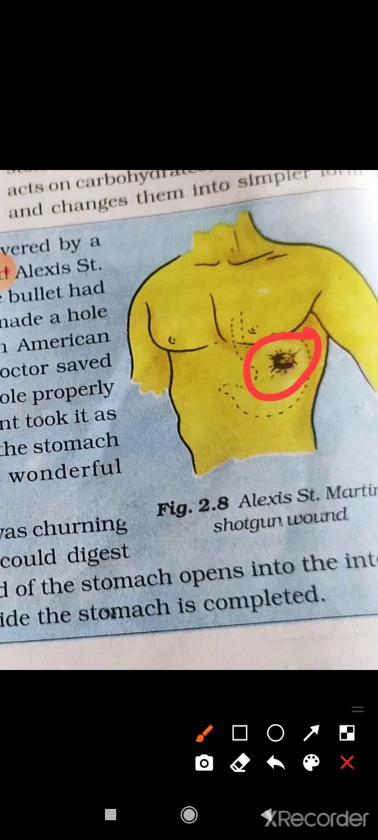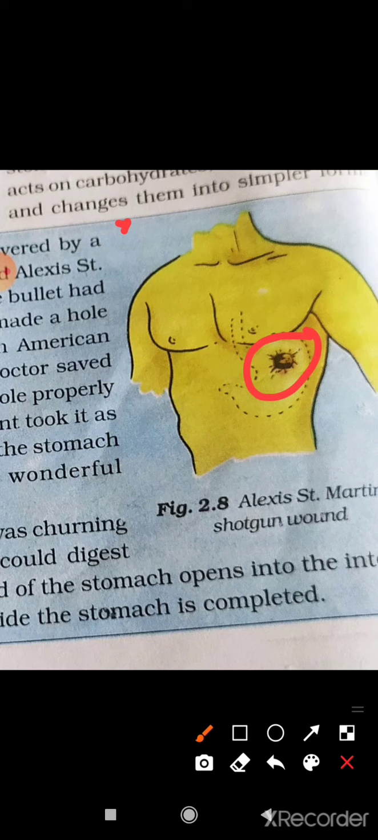So Dr. Beaumont took it as a great opportunity. उनके पास एक बहुत अच्छी opportunity थी. ठीक है, क्या opportunity थी? To see inside the stomach through the hole and observe the digestive process. So he began to perform experiments on the digestion using Martin's stomach without giving any discomfort to him, and made some wonderful observations.